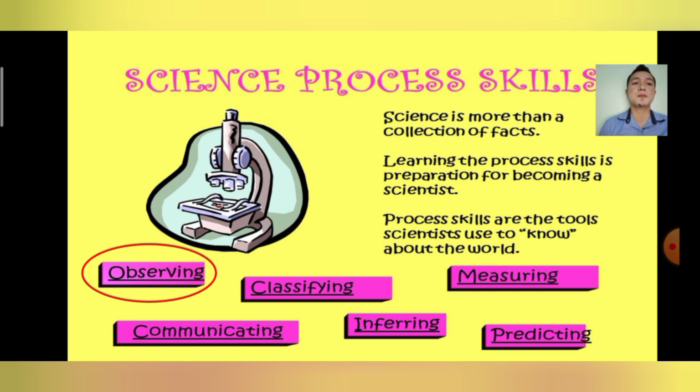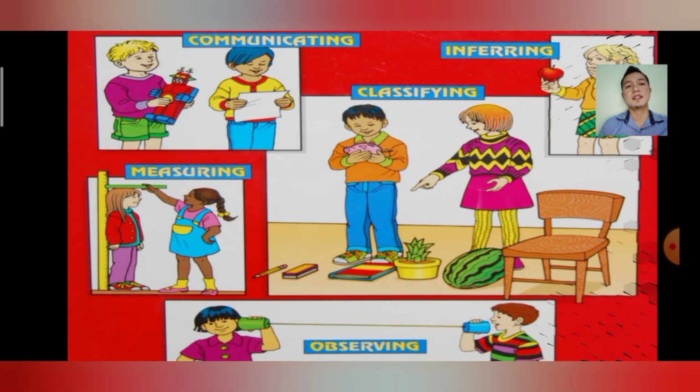All right, science process skills. Science is more than a collection of facts. As we know, learning the process skills is preparation for becoming a scientist. Process skills are the tools scientists use to know about the world. Okay? Now, we will be talking about one at a time. Number one, the process skill that we are going to talk about today is this one.